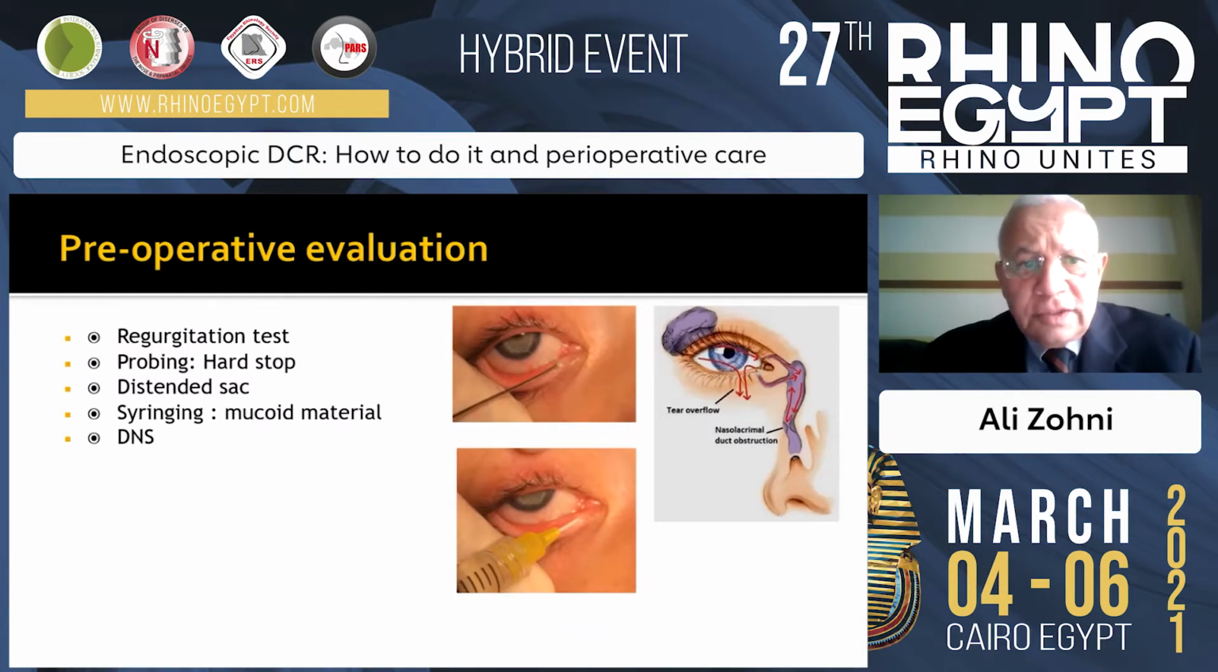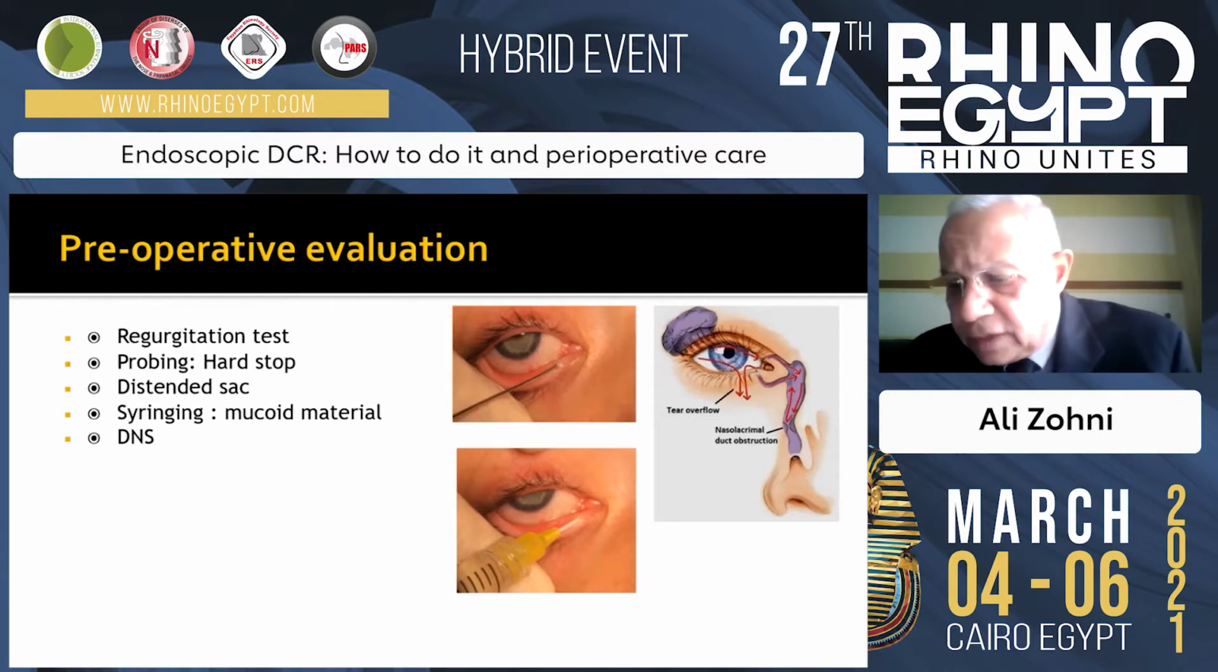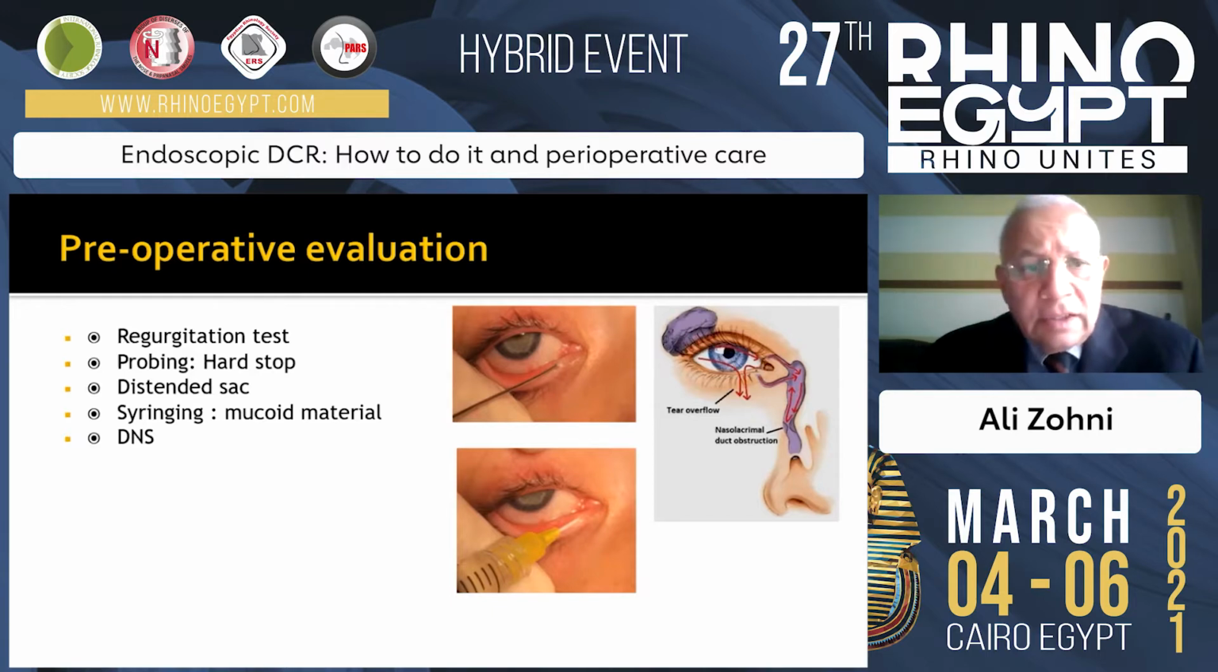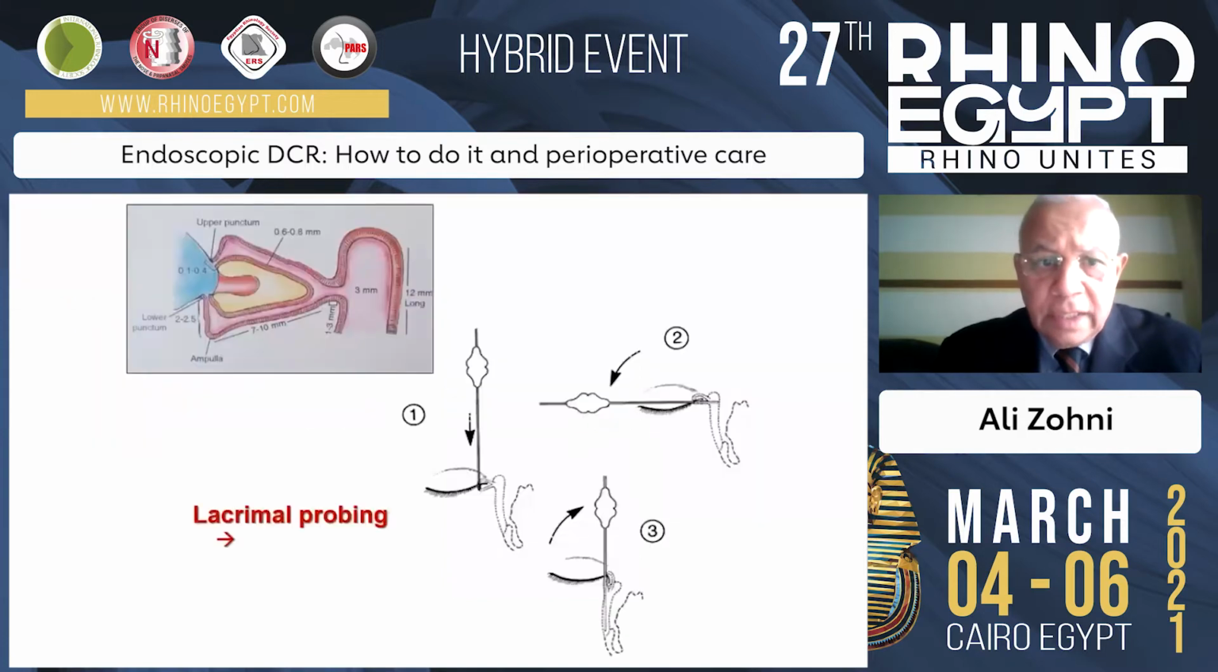The regurgitation test is helpful. Probing to detect hard stops is also very beneficial. The detection of a distended sac is a sure sign that we have distal obstruction. Syringing with mucoid material output is also an indication of distal obstruction. The examination also detects any associated pathology which needs to be addressed during the procedure.